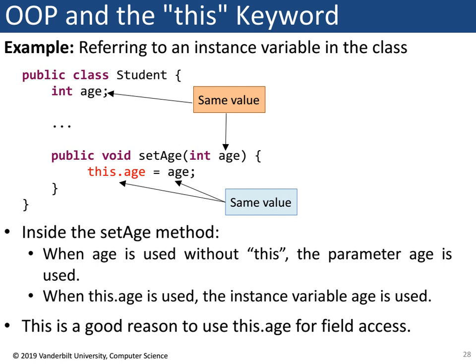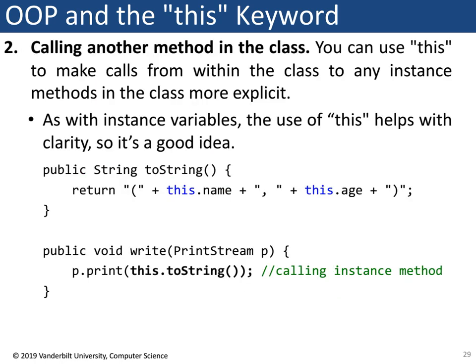So this way we can have an instance variable called age and a parameter called age, and then inside the setAge method we can store parameter age inside the instance variable age. Just as we access the instance variables by referring explicitly to the implicit parameter using the this keyword, we can also call instance methods using this keyword.